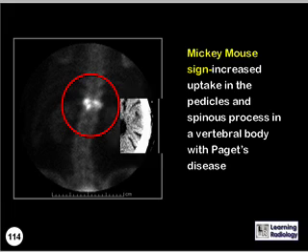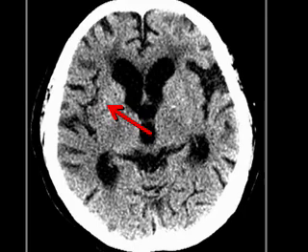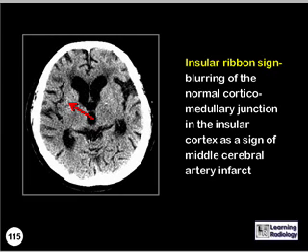What is the name given to this sign? This is the insular ribbon sign, blurring of the normal corticomedullary junction in the insular cortex as a sign of early middle cerebral artery infarction.